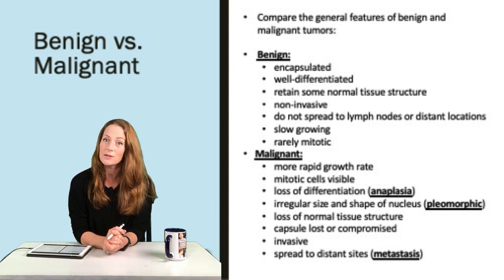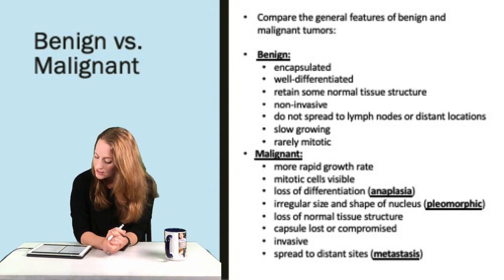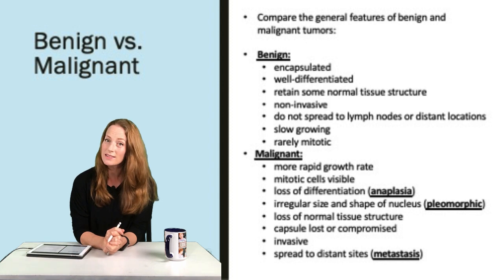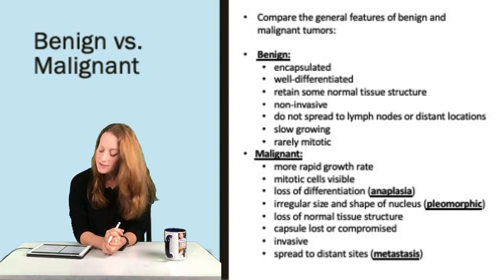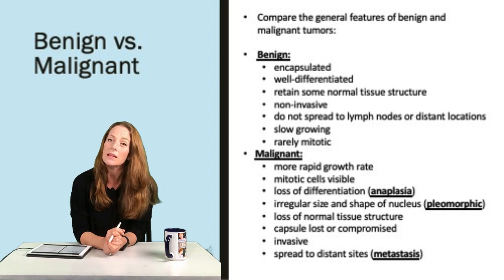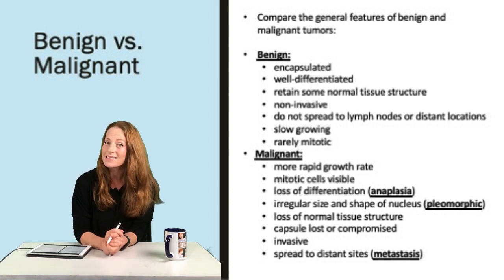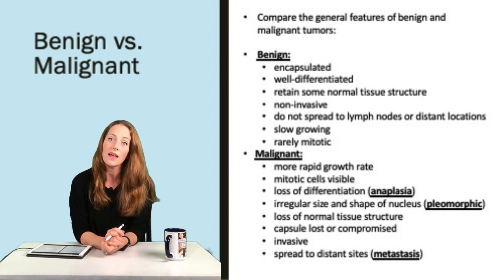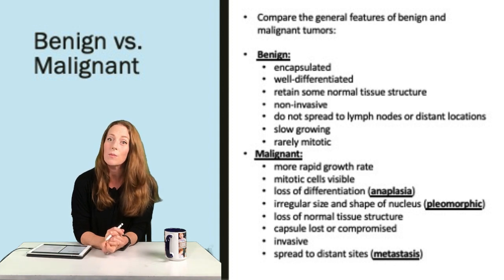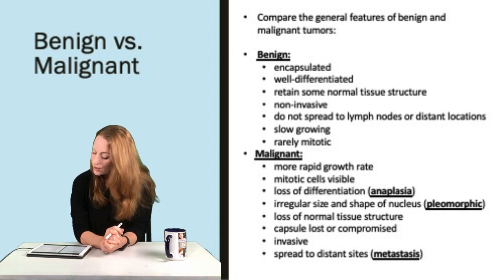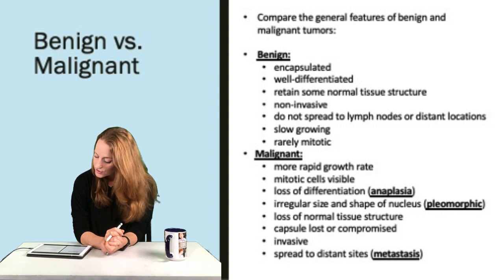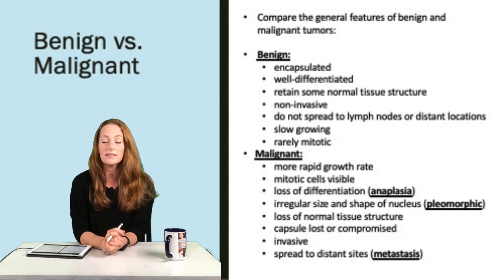Malignant is a cancerous tumor or a malignancy. Malignant tumors often have a more rapid growth rate. They have visible mitotic cells as they're growing rapidly, and they have some other important features of malignancy. There's a term called anaplastic. Anaplastic means they lose differentiation, or they no longer look like the normal mature cell type from which they came. Another term is pleomorphic, and that means morphology or their shape is irregular. So irregular size and shape of the nucleus in particular is characteristic of malignancy.